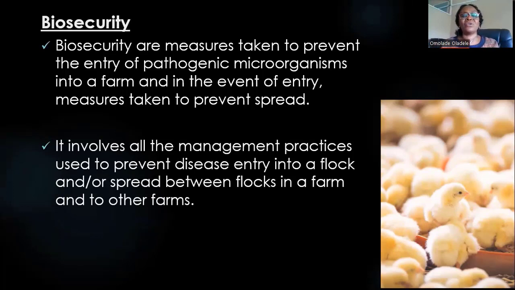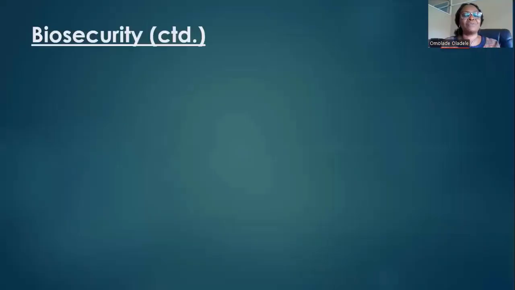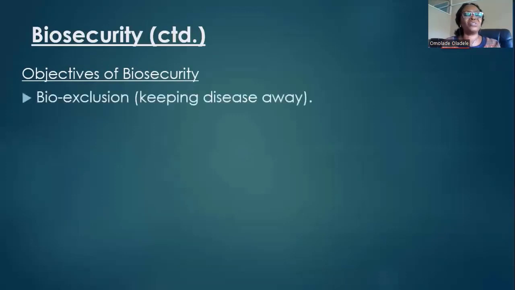And like I said, it involves all the management practices that are used to prevent disease entry into a flock and/or spread between flocks in a farm to another farm. Usually these are common sense things. They are easy things to look at on the farm to institute, and we'll look at this as we go on. Now, let's first of all look at the objectives of biosecurity.